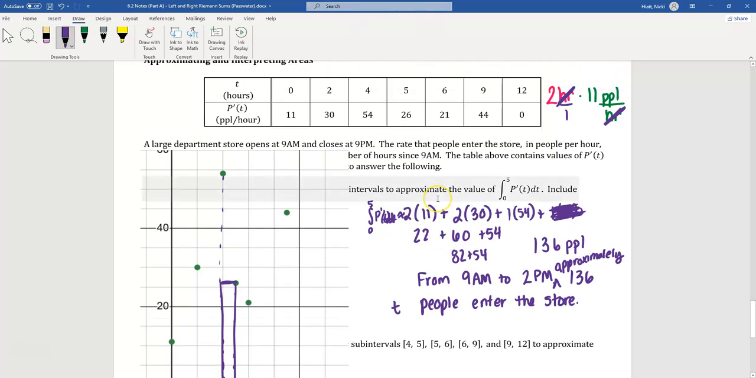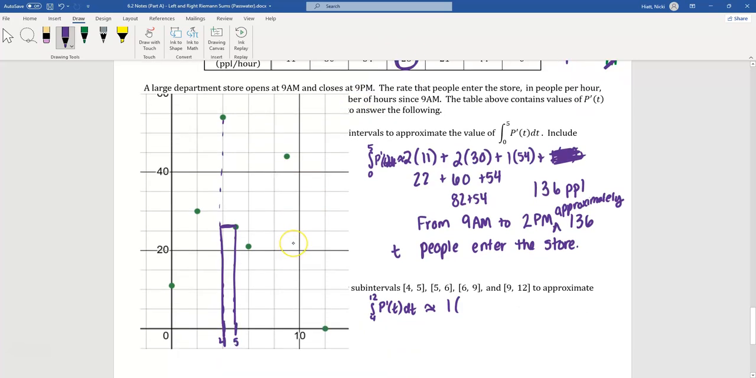Now, from the table, here's what you're thinking. From 4 to 5, that clearly has a width of 1, so you're going to say the integral from 4 to 12 of p prime of t dt is approximately 1 times, and then I want the right endpoint, which is the y-coordinate of that second coordinate here. That's 26 for that one.